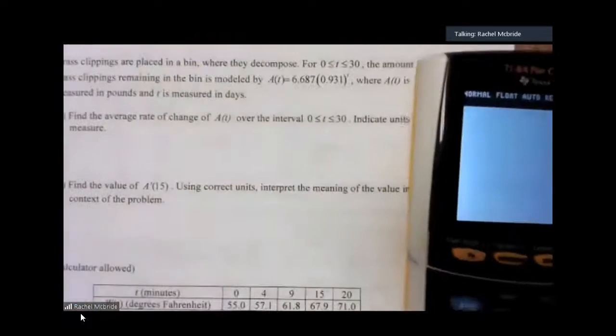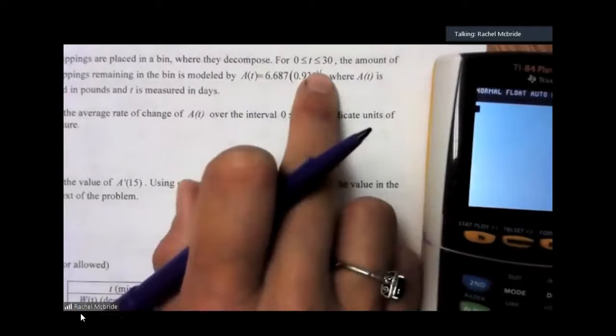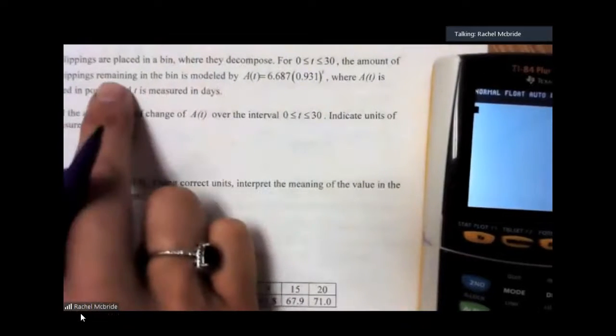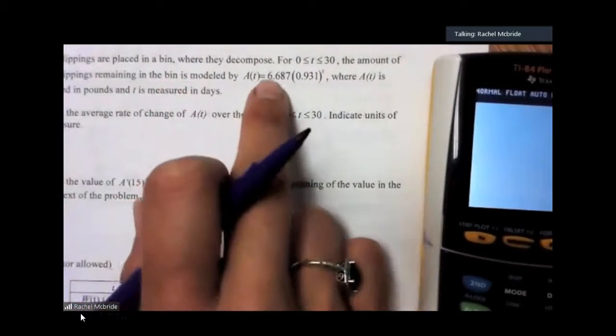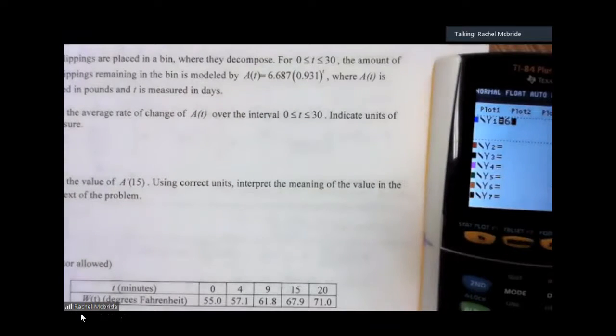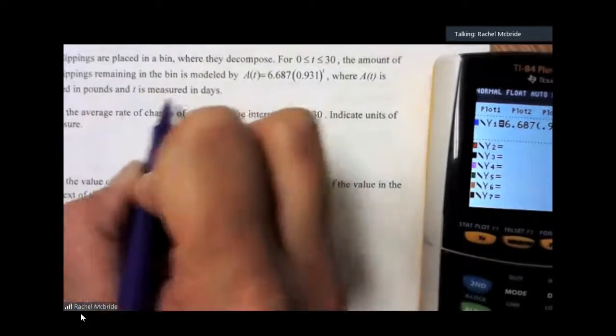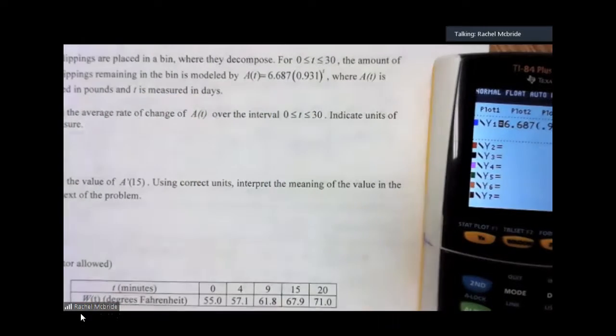Okay, grass clippings are placed in a bin where they decompose from 0 to 30. The amount of grass clippings remaining in the bin is modeled by A of t. So I'm going to go to my graphing calculator. I'm going to type in A of t, where A of t is measured in pounds and t is measured in days. So this isn't a rate of change, this is an original.